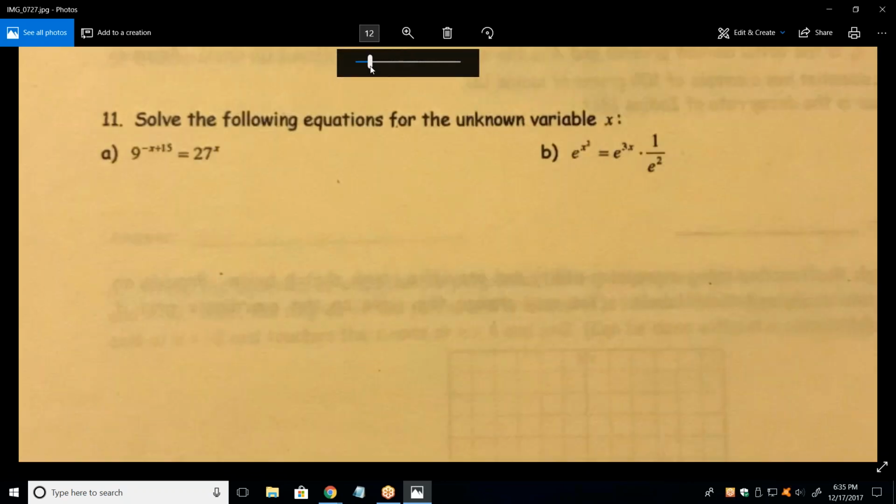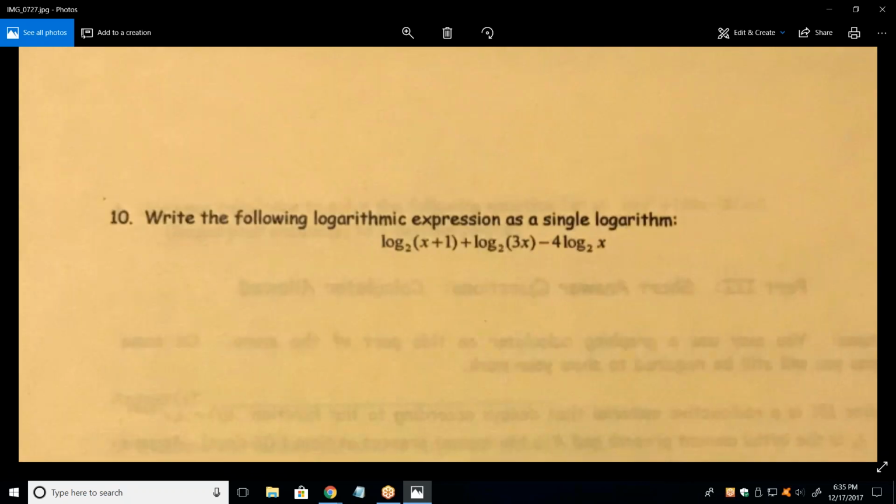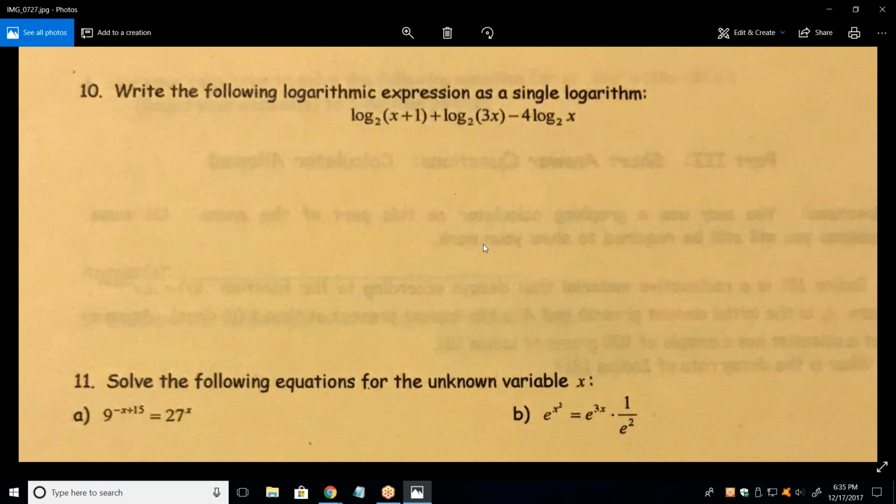Sure, we want to start with the first one. It says number 10. Yeah, it's because this is part 2, and then the next page is part 3. Okay. Yeah.